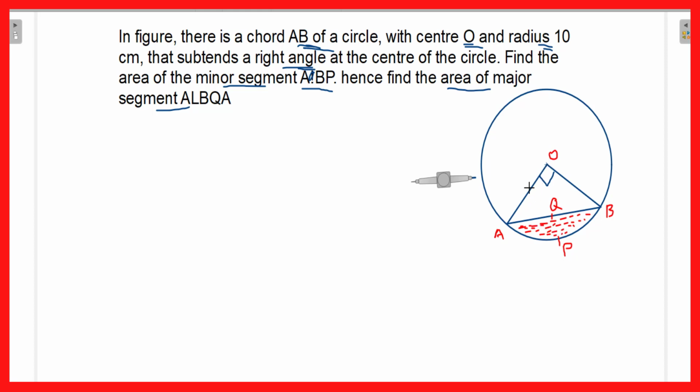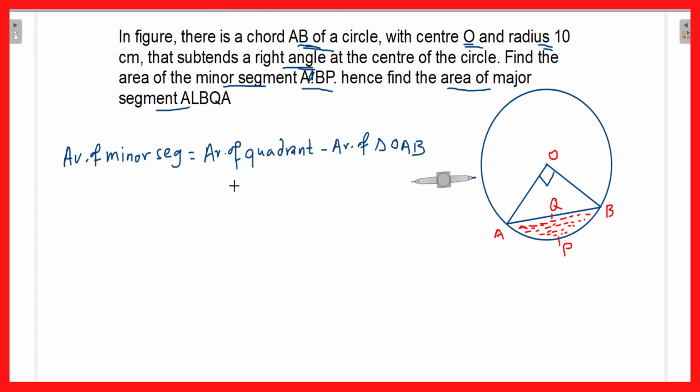How will you find the area of the minor segment? The area of this sector, and the sector is a quadrant, minus area of the triangle. So here first we will find area of minor segment, that is equal to area of quadrant minus area of triangle OAB, which is equal to area of quadrant will be 1/4 of area of circle, that is pi r square, minus area of triangle is 1/2 r square sine of theta.